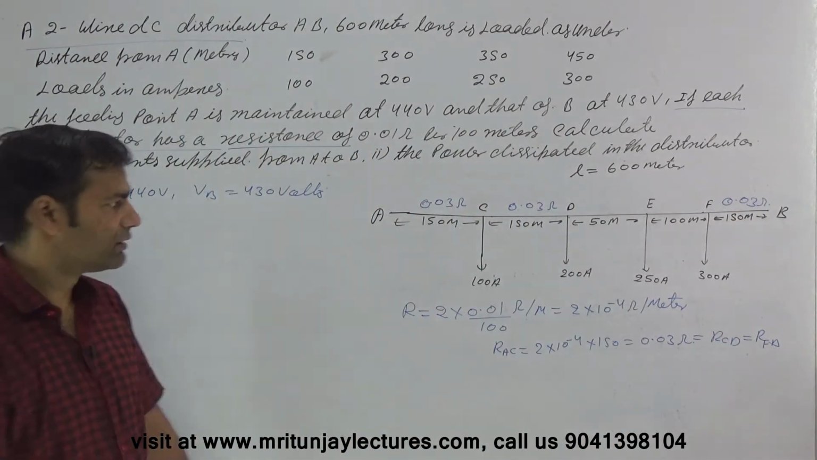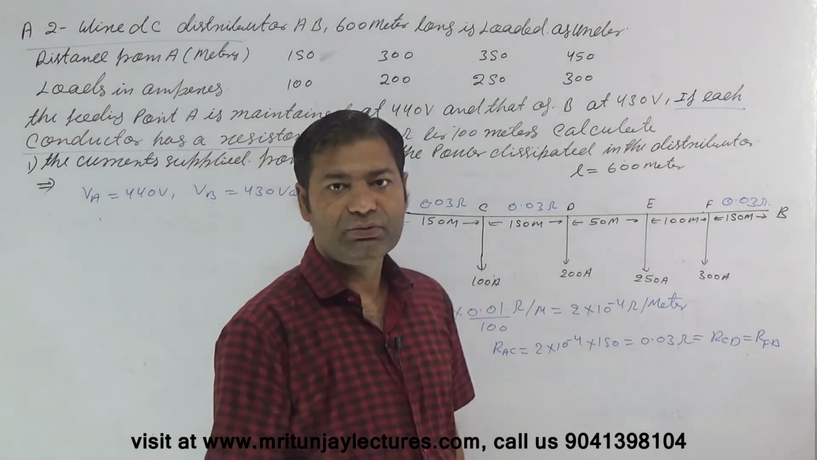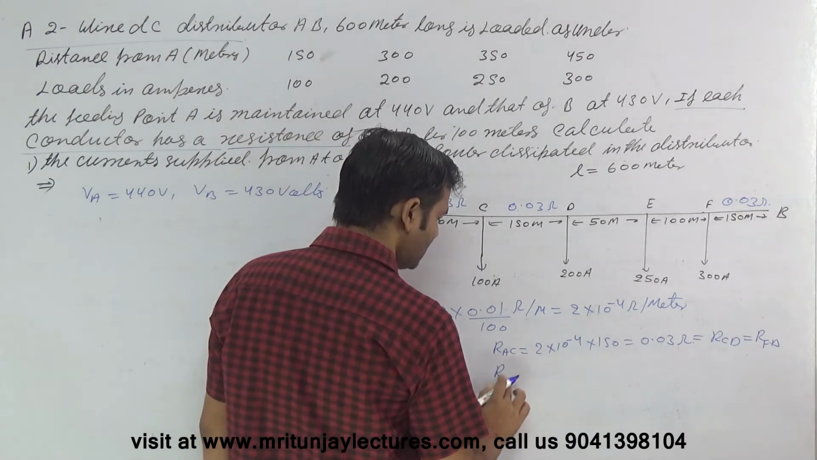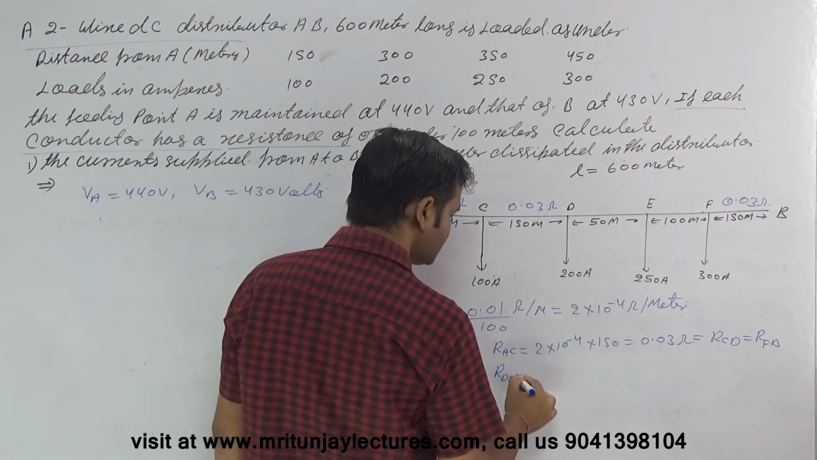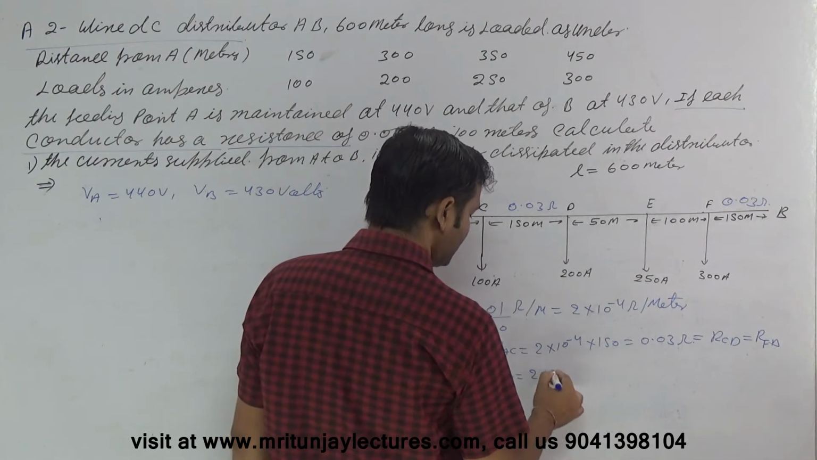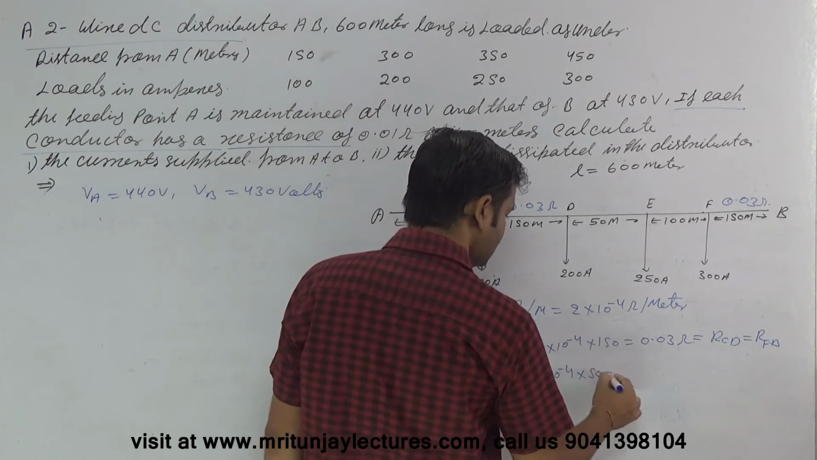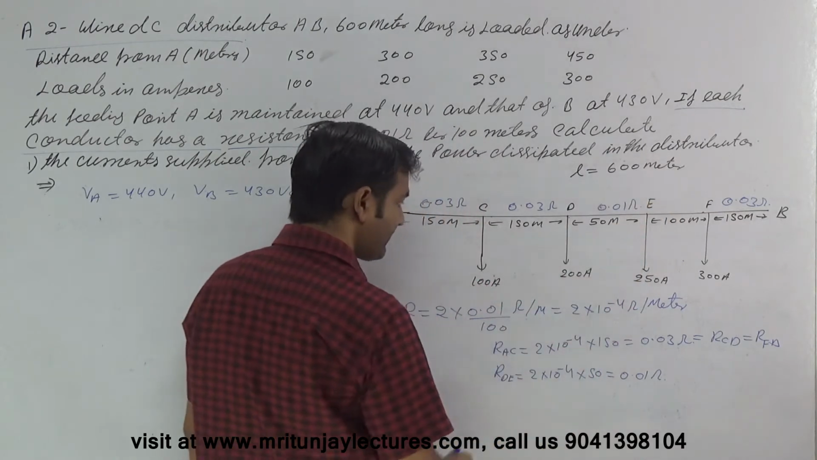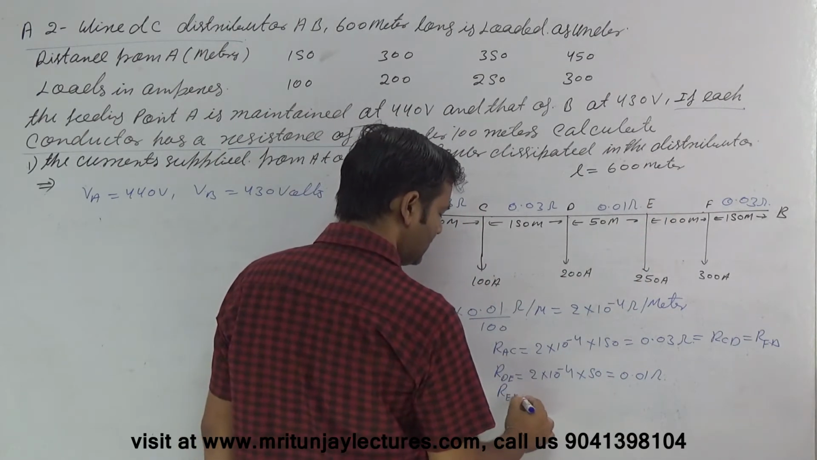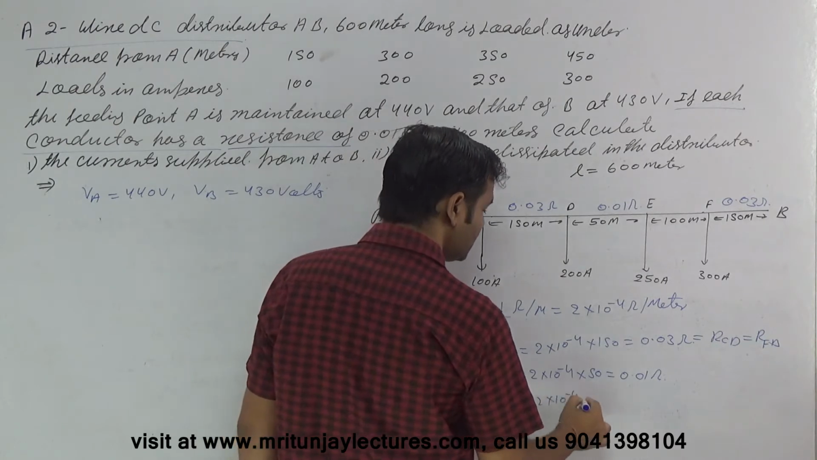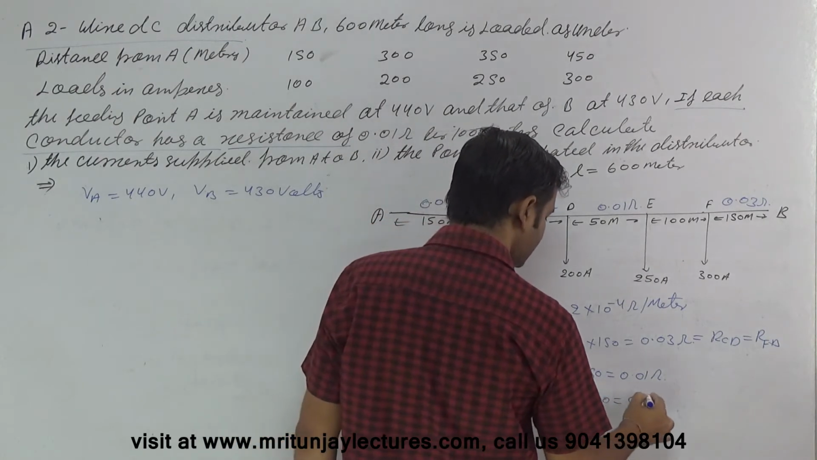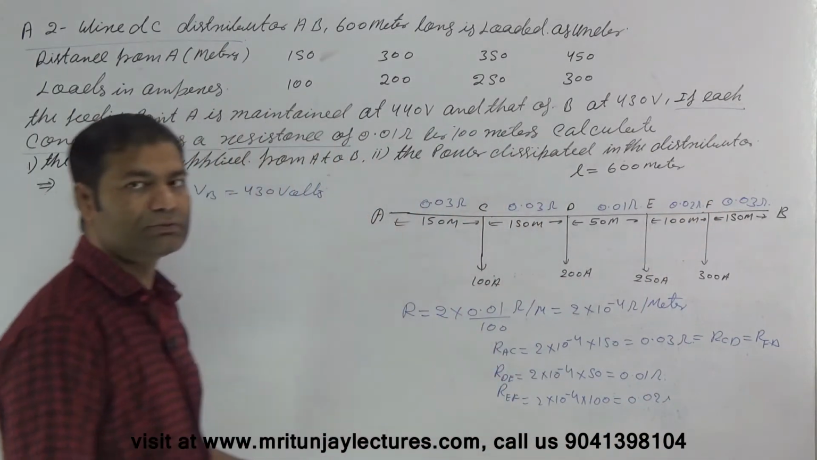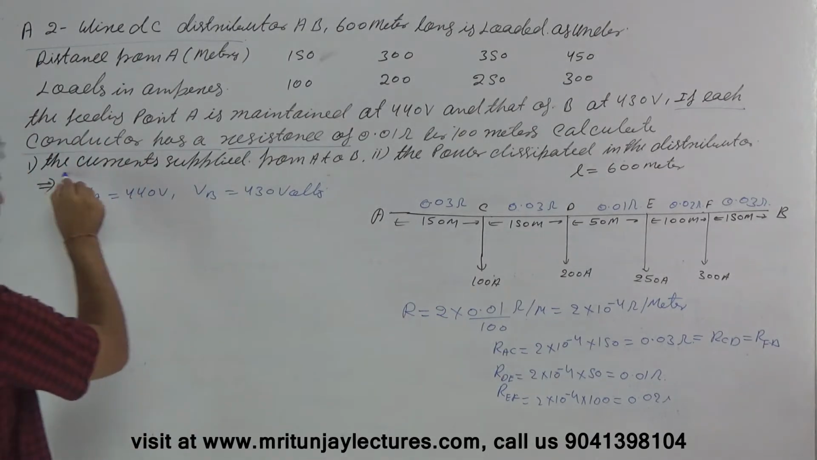Okay, our next target, resistance corresponding to DE section. R of DE equals 2 into 10 to power minus 4 into 50, that is 0.01 ohm. Now EF is 2 into 10 to power minus 4 into 100, that is 0.02 ohm. Clear? Now our next target, the current supply from A to B.